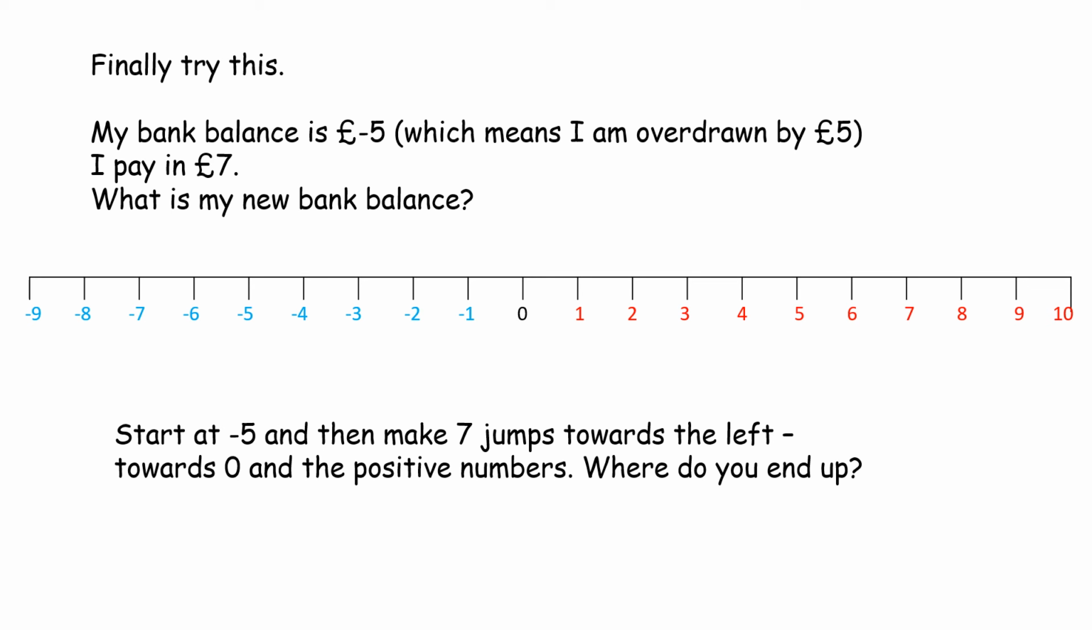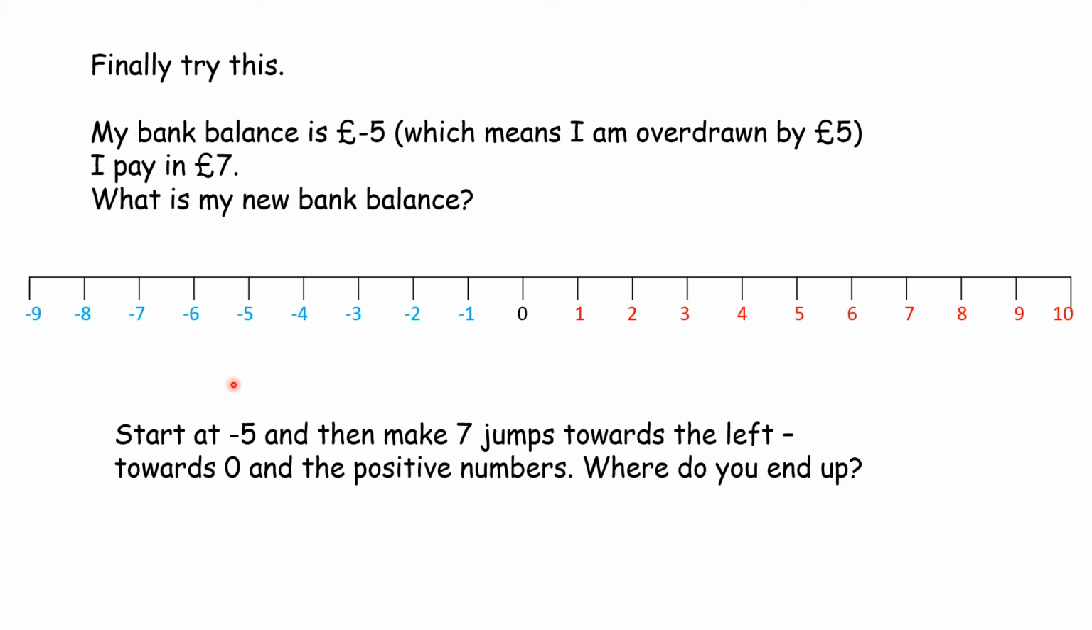And we've got finally one last problem to think about, because another situation where you do have negative numbers sometimes is when people are thinking about money and money in the bank. So in this problem, it starts off with my bank balance is -5. This means that I'm overdrawn by £5. So I actually don't have any money in the bank. I owe the bank £5. So my bank balance is right down here. I pay in £7, but that doesn't mean I have £7 in the bank because I started off overdrawn. So what's my new bank balance?